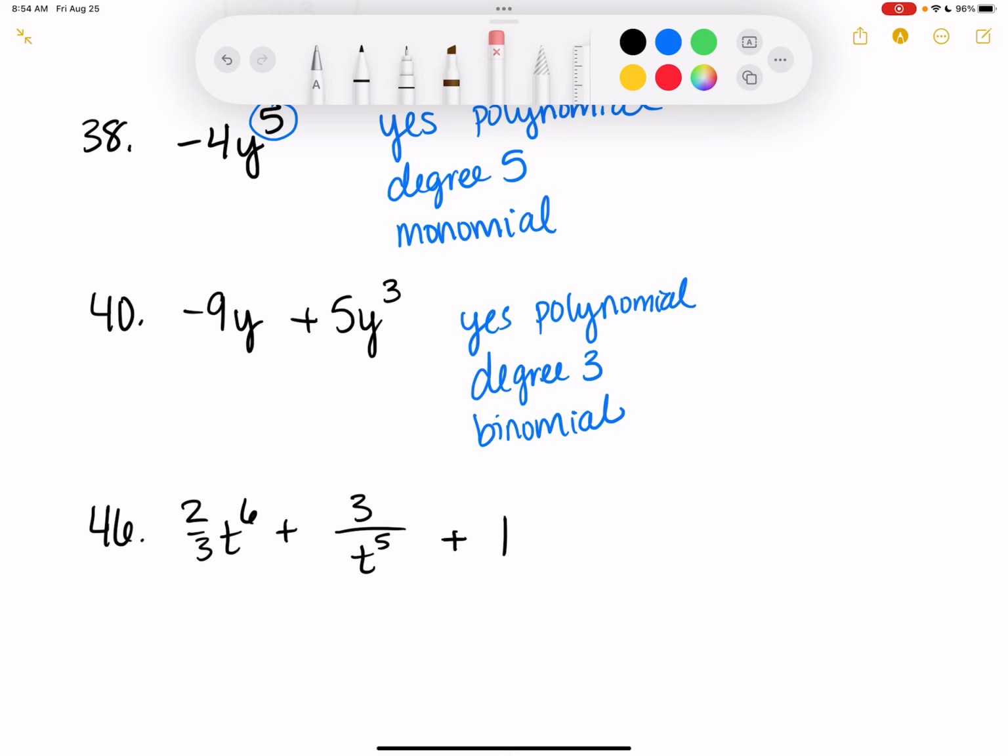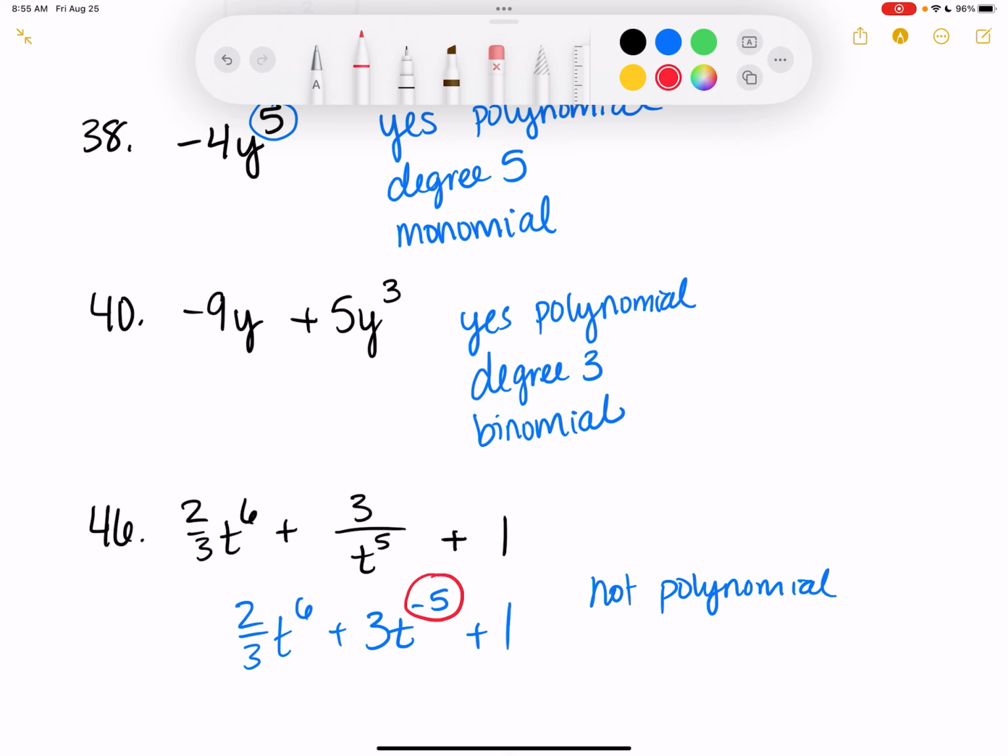Because if I move it up to the top so that it is in the right form, I would have 2/3 t to the 6th plus 3 t to the negative 5 plus 1. And so, based on that, I now have a negative exponent, so this is not polynomial. And this right here is why. Any questions about that?